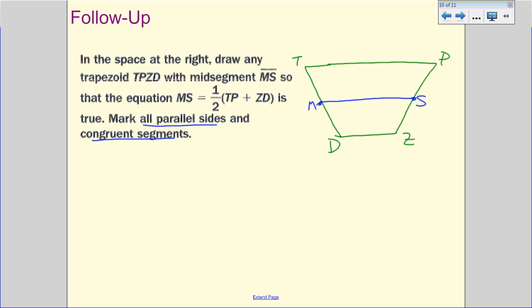All right, so I want to leave you guys with that. You are going to mark the parallel sides and you are going to mark the congruent segments with your tick marks. All right, so we'll check that in class.